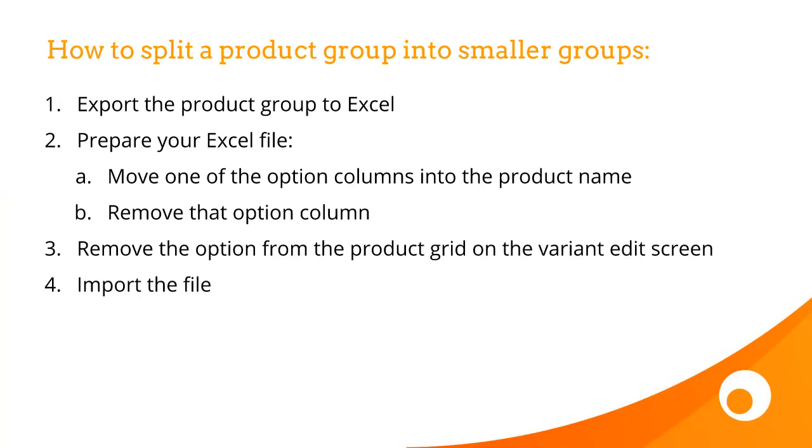So to recap, here's the process I've just shown you. First of all, export the product group to Excel, then prepare your Excel file, which means moving one of your option columns into the product name, and by having two different product names in the spreadsheet, you'll create two different product groups. Of course, you could have three or four, and so on. Remove any option columns that you don't need, and then remove the option from the product grid on the variant edit screen in Brightpearl. That disassociates every variant from its options, and then import the file to reassign them correctly.